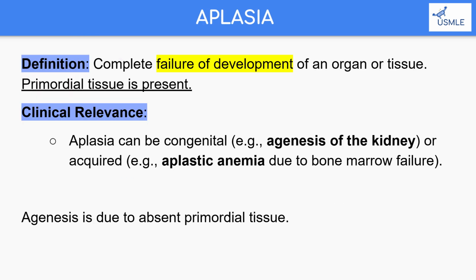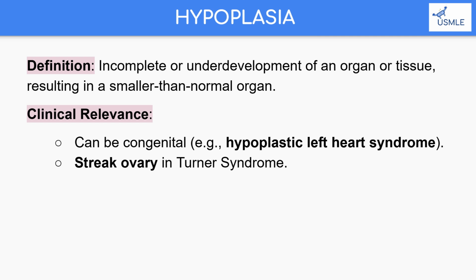Next, we have aplasia. This is defined as a complete failure of development of an organ or tissue. The primordial tissue in this case is present. Aplasia can be congenital, for example, agenesis of the kidney, or acquired, for example, aplastic anemia due to bone marrow failure. Agenesis is due to a complete absence of the primordial tissue. Hypoplasia is an incomplete or underdevelopment of an organ or tissue resulting in a smaller than normal organ. This can be congenital, for example, hypoplastic left heart syndrome, or streak ovaries in Turner syndrome.